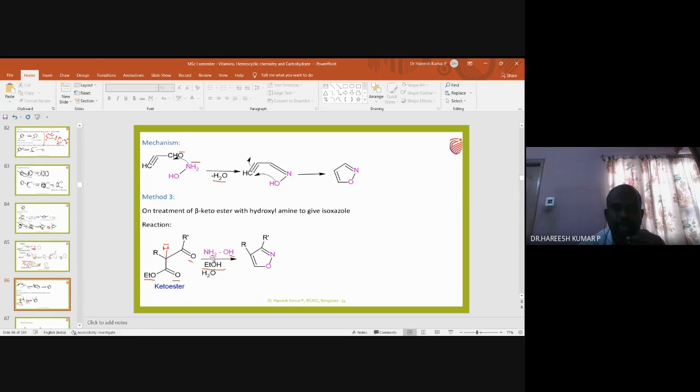So H2 and O will go out. So in place of that, nitrogen will come, and then this oxygen will form a new bond with this carbon, and this H, this O and this H will go out as water. This H2 and O will go out as water. So this is the product. Isoxazole is the product. So this is the third method of preparation of isoxazole. So I will go to the next slide. The next slide will give you the information about reactions of isoxazole.